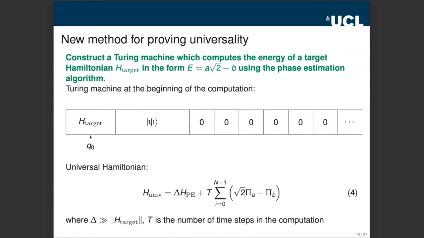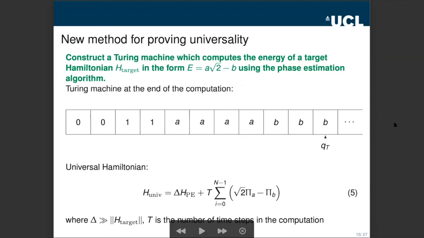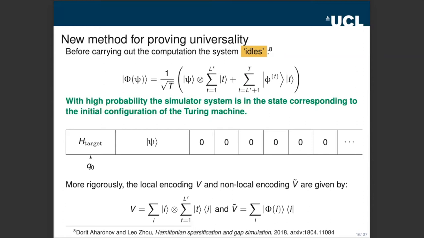But fortunately, there's a way to overcome that. And the idea is actually very, very simple. The idea is just that before carrying out the computation, we're going to have the Turing machine idling in its initial state for some long time L prime. So when we do that, the history state takes this form. You can see that with high probability, the simulator system is in the state corresponding to the initial configuration of the Turing machine. So that means with high probability, there is a fixed subset of spins in the simulator system whose states map on to the state of the target system.